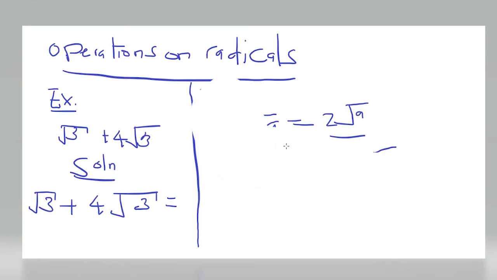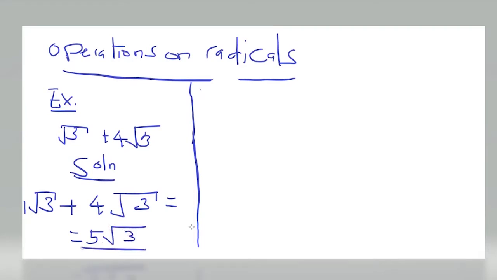Now let's go back to our question. This one can be equal to, as I told you, there is 1 outside here. Although it has not been written, there is 1, because 1 times root of 3 is root of 3, so it will not affect our expression. Then 1 plus 4 is equal to 5, with common root, which is 3. Answer. That's very simple like that.